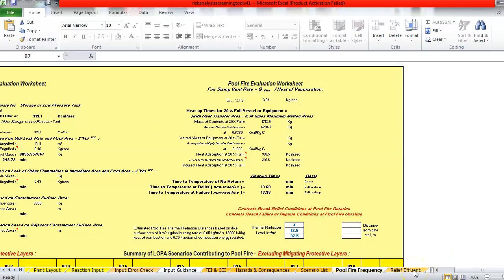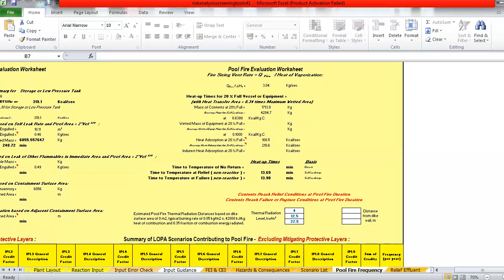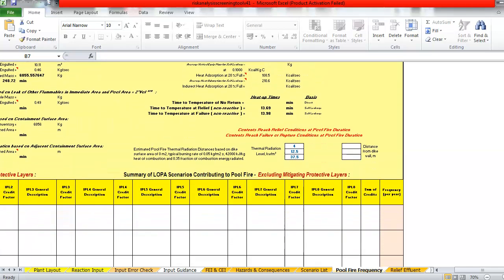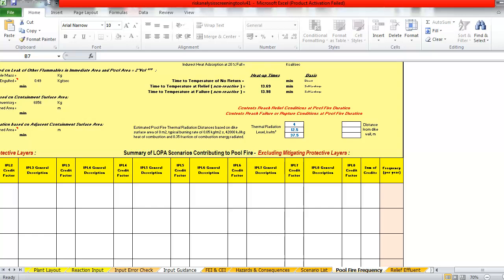Similarly, a pool fire explosion evaluation sheet is also given. It gives the details of the pool fire, the probable conditions under which a pool fire can take place, and the thermal radiation level. Here is the estimated pool fire thermal radiation distance based on a dike surface area of 0 square meters and a typical burning rate of 0.05 kg per square meter. So this is the probable area covered by this pool fire. It is given here.